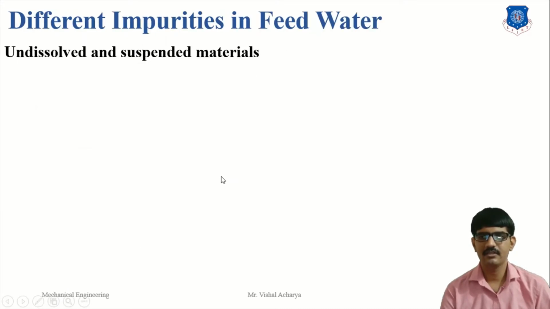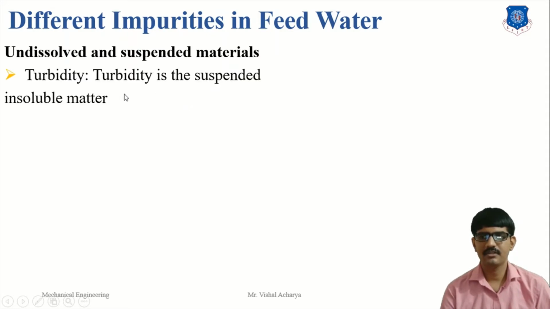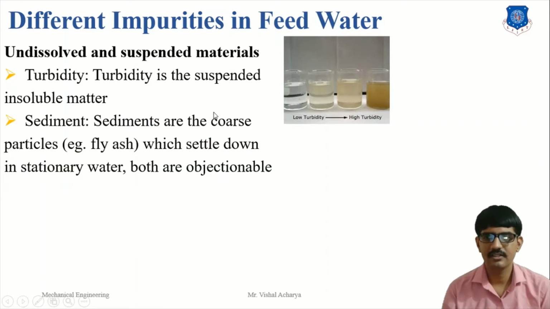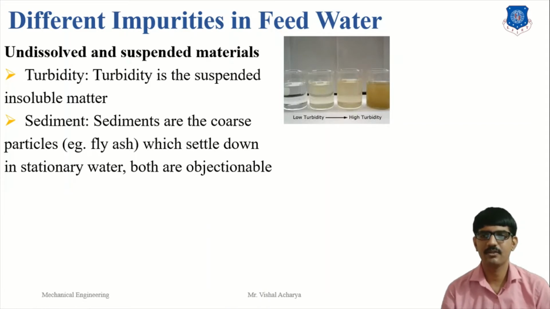Next are the different impurities in the feed water. The first impurity is turbidity. Turbidity is suspended insoluble matter, meaning the impurity is not soluble in the water. The range of turbidity is defined here from low to high. Sediments are coarse particles which settle down in the stationary part. Turbidity and sediment both are objectionable.